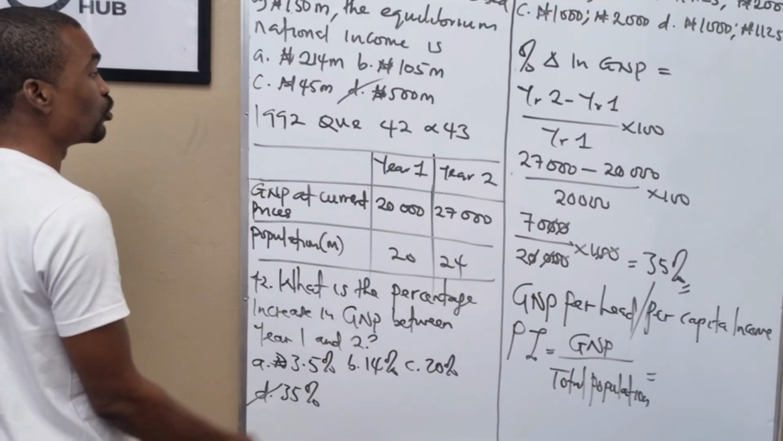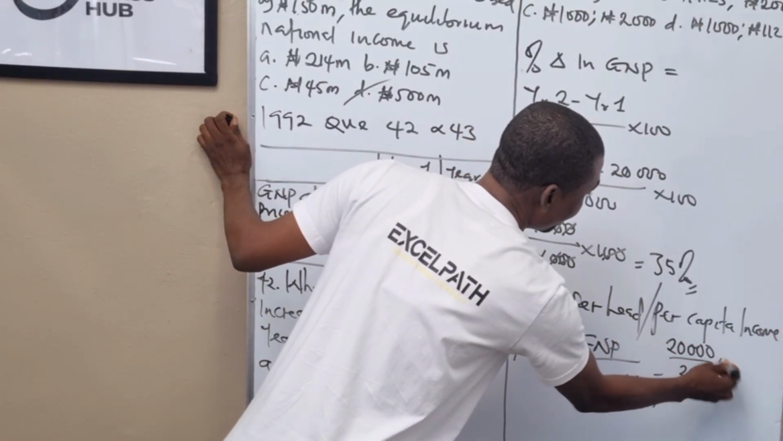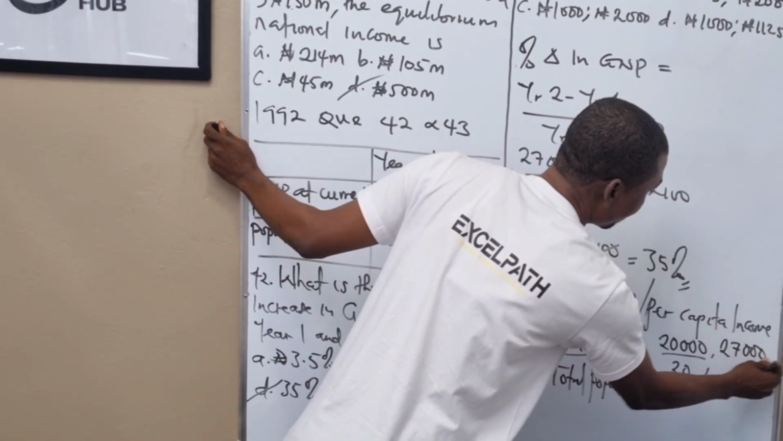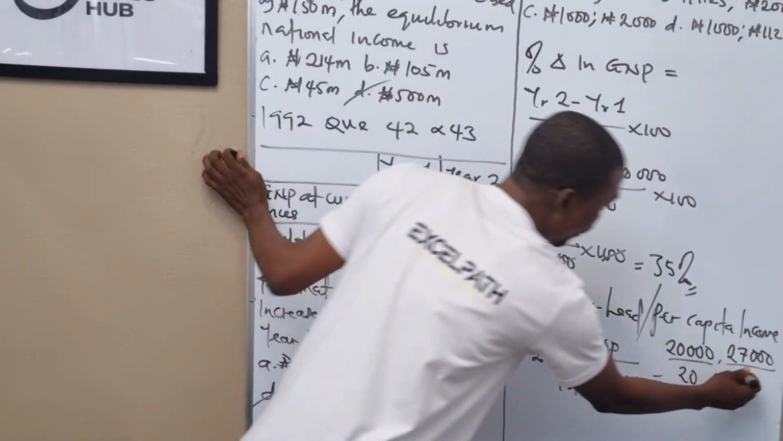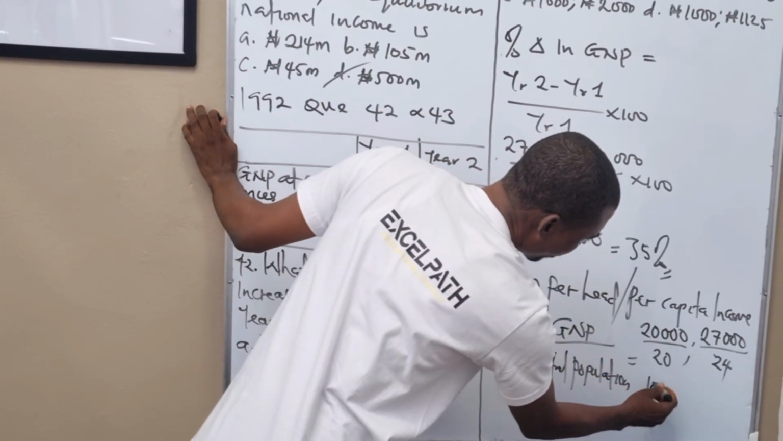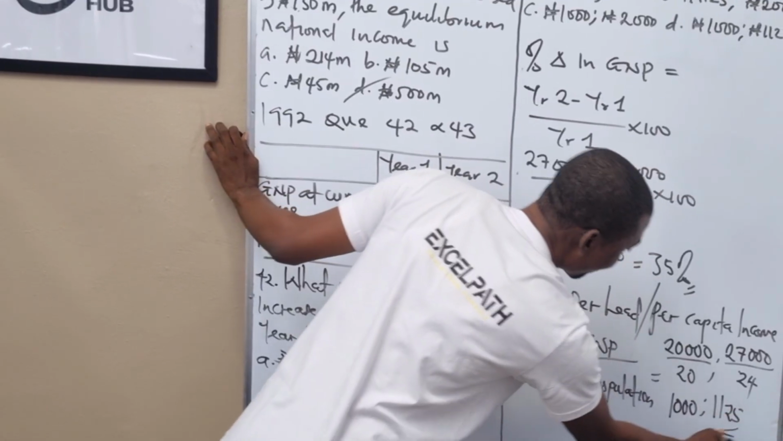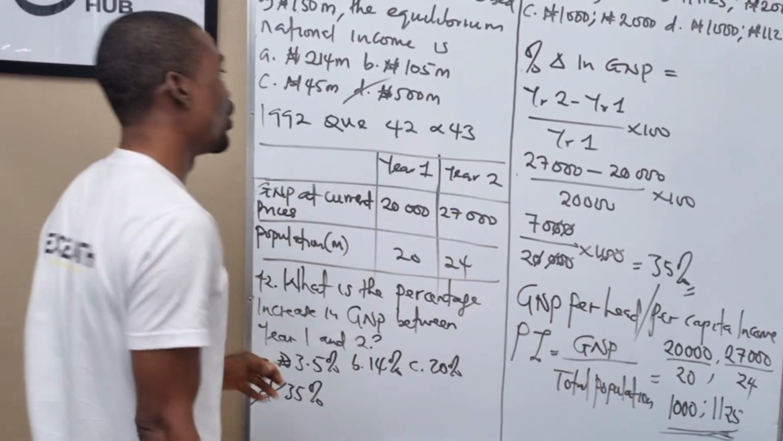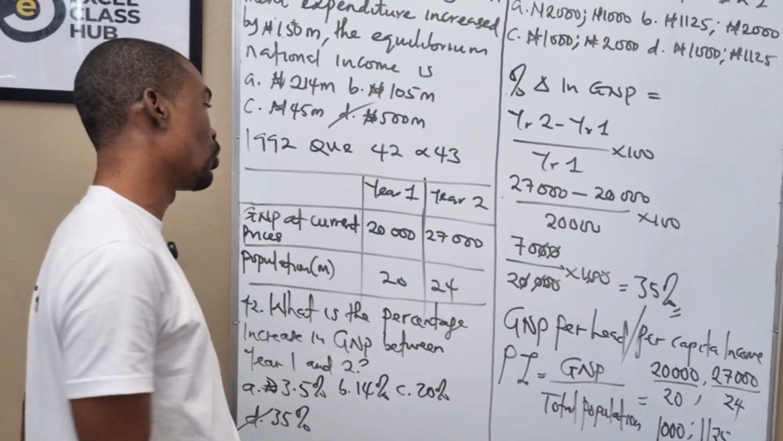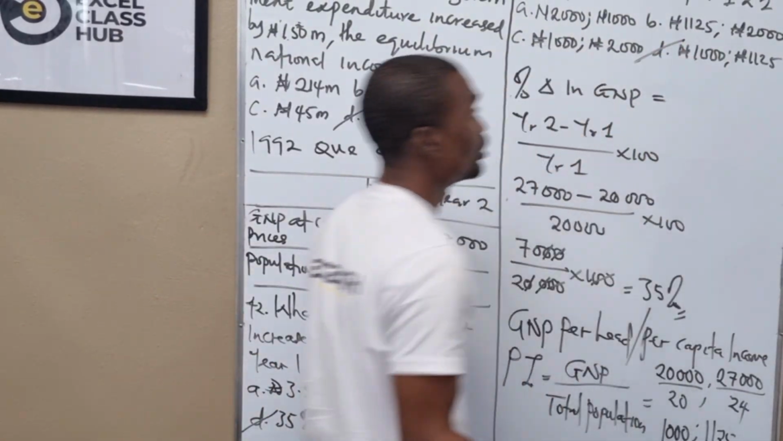So for each year we calculate. For year 1, we have 20,000 divided by 20; for year 2, we have 27,000. What's the total population? 24 million. Okay? So this will give us 1,000, and this will give us 1125. So the GNP for year 1 is 1,000 per head, and the GNP for year 2 is 1,125. So correct option is option D.